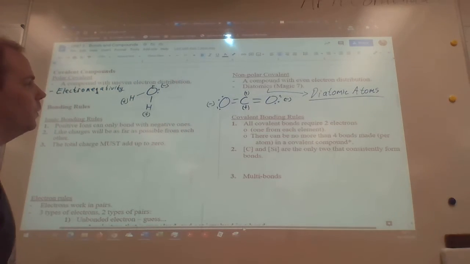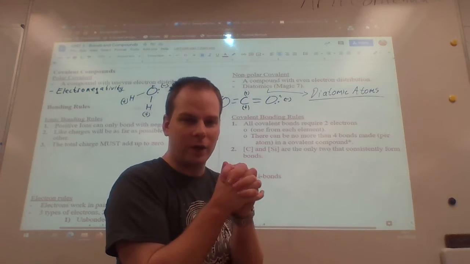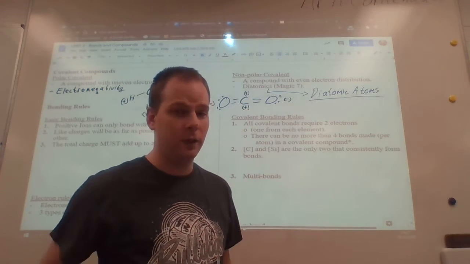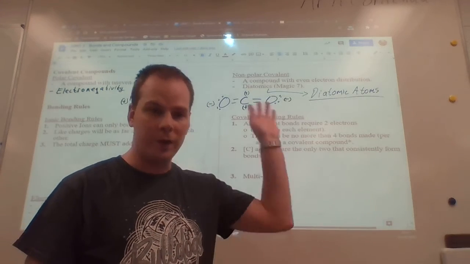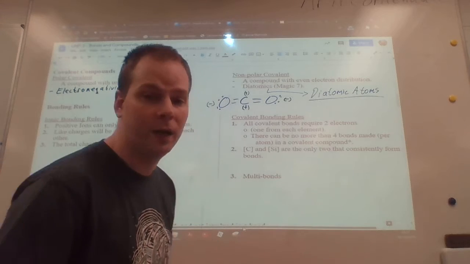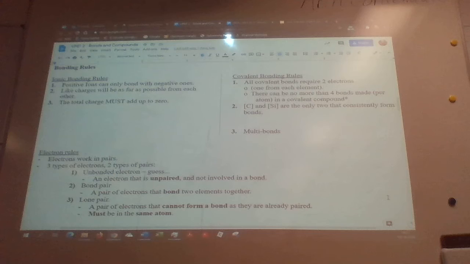And that brings us to our bonding rules. So let's talk about how bonds actually form. I'm going to scroll down a little bit and erase some of the stuff on the board. So this is your last chance to get anything copied down from the top part of the screen. Okay, so let's talk bonding rules.